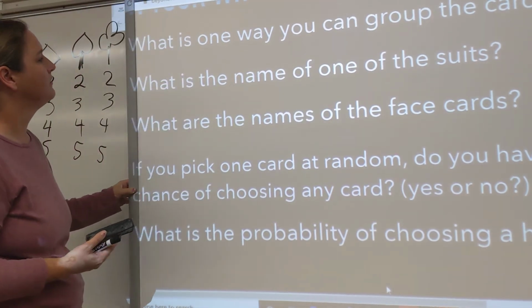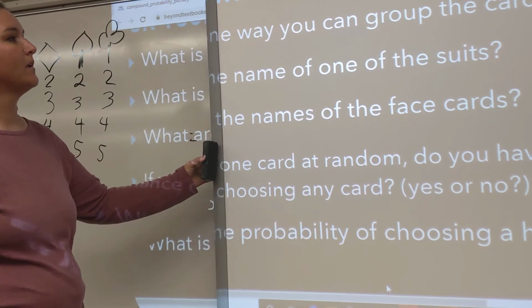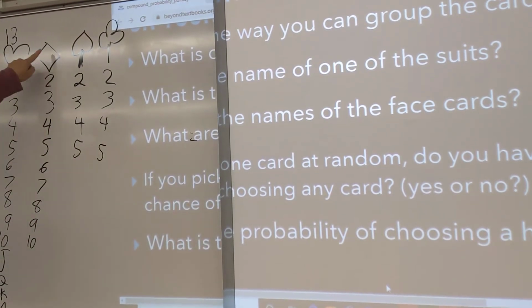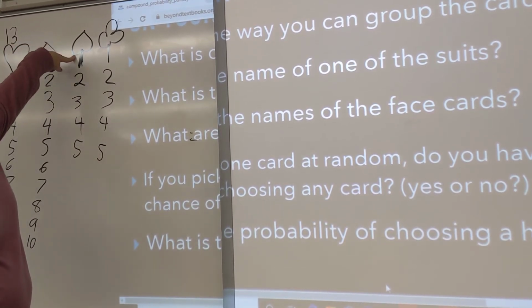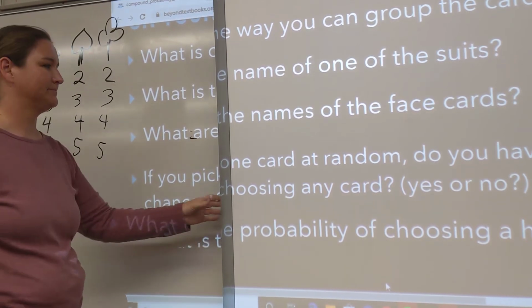All right. What is the name of one of the suits? This seemed to be interesting questions here. Name one of those. Heart, diamond, spade, and clubs.